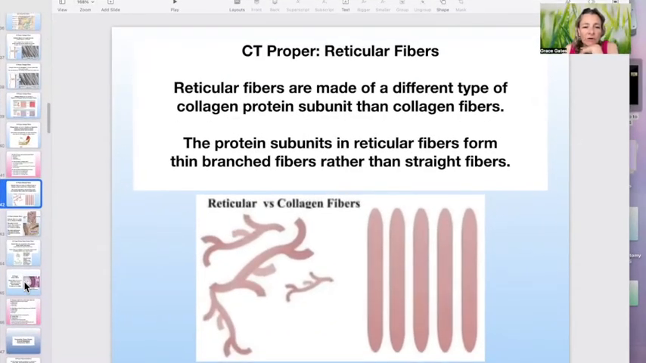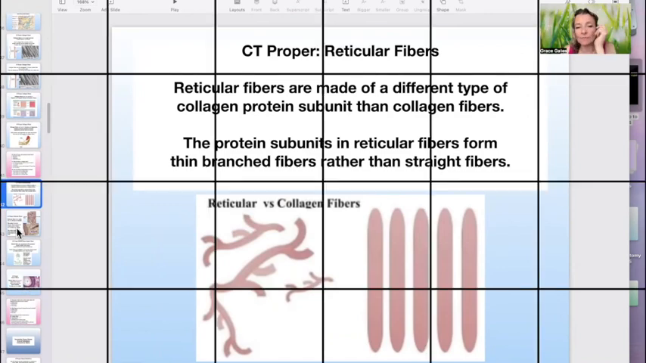Reticular fibers are made of a different type of collagen protein subunit than collagen fibers. There are actually multiple types of collagen in the body. There's not just one. So the protein subunits in reticular fibers form thin branched fibers rather than straight, thicker fibers, as in collagen fibers.